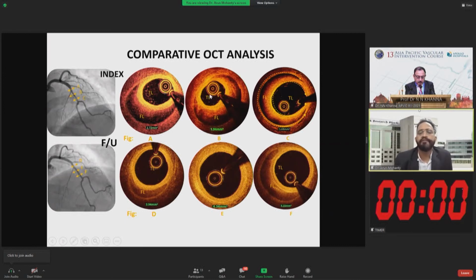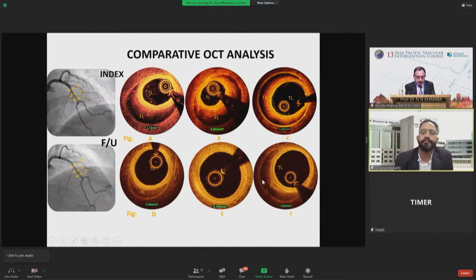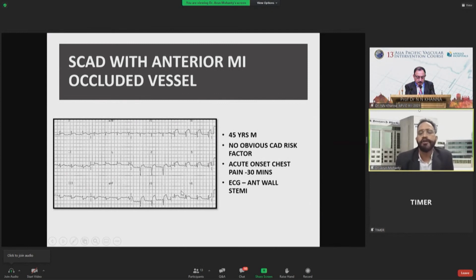This is a comparative analysis at the index procedure. Look at the lumen here and look at the lumen here. It's totally healed except for the very proximal and distal edge of the hematoma.